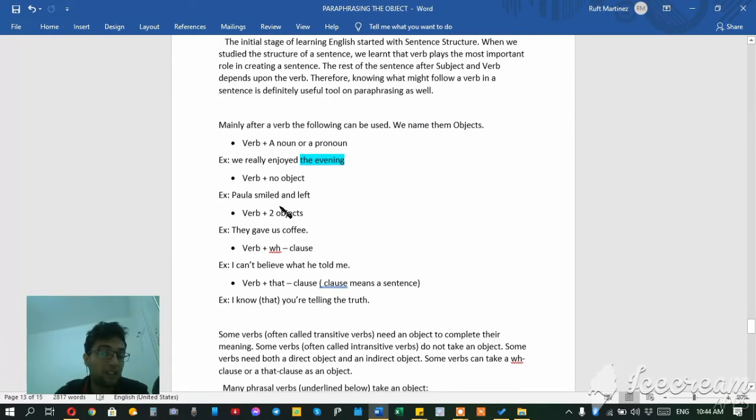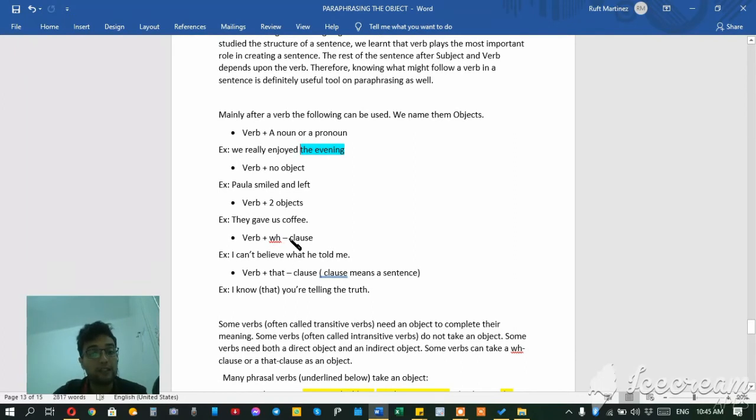There's no verb after the verb. You may not need an object. Paula smiled and left. There's no object. Verb plus two objects. They gave us coffee. Us is called the indirect object. Person object and thing object. Remember person object and thing object. In English, formally they're called direct objects and indirect objects. Person objects are called indirect, thing objects are called direct objects. And there is actually a rule that if you use the thing object first, then you have to put to in front of the person object. And the verb, this is what we need.